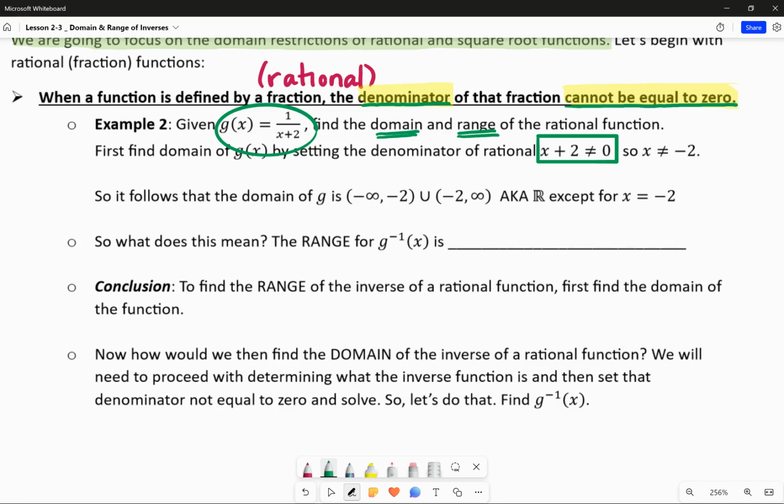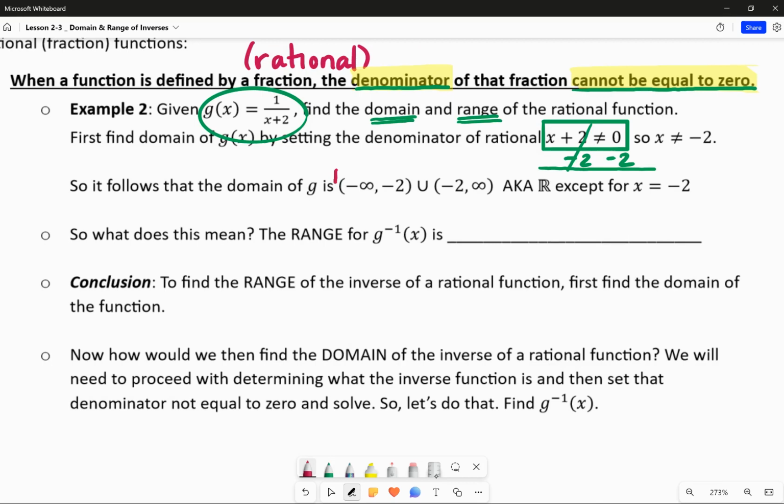That's all I did. And then when you solve for x, the 2 and the negative 2 are going to cancel. So x is not equal to negative 2. So what does that mean? It means that you're allowed to plug in any x value into that denominator value except for negative 2. So the notation that we use is all real numbers except negative 2.